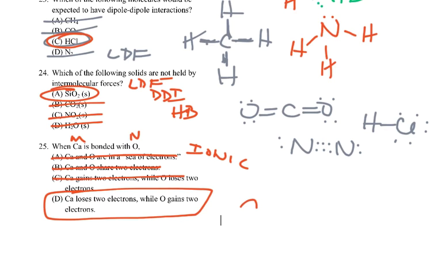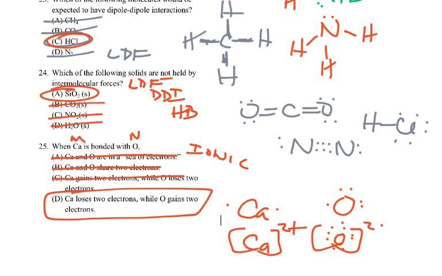Oxygen gains 2 electrons. So the calcium loses those 2, and oxygen gains 2. So that oxygen becomes O2 minus with 8. It's pretty sloppy. And calcium becomes 2 plus. Okay, no dots shown. Anyway, that's the answer, D.